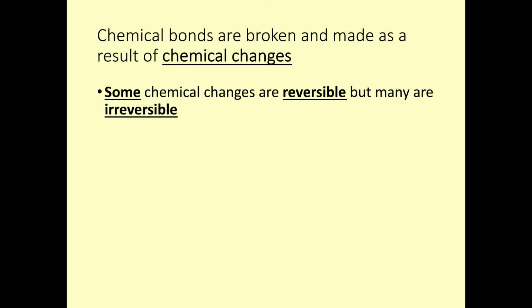Some of these chemical changes are reversible, however many are irreversible, and an easy example for this is making toast. When you put bread in the toaster and turn on the toaster, you end up getting toast, but you couldn't then go back to having bread.